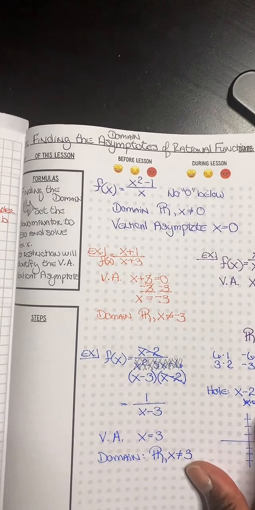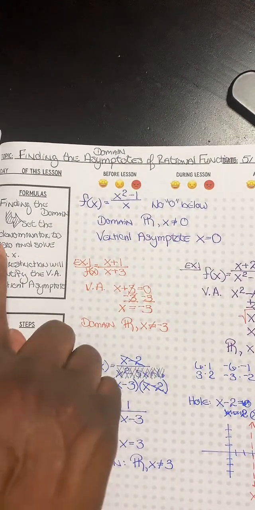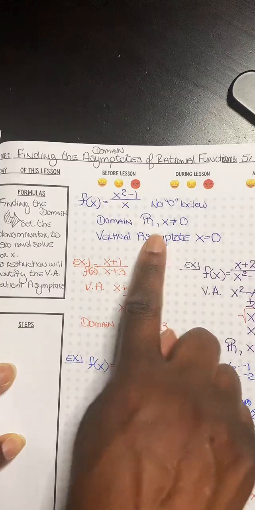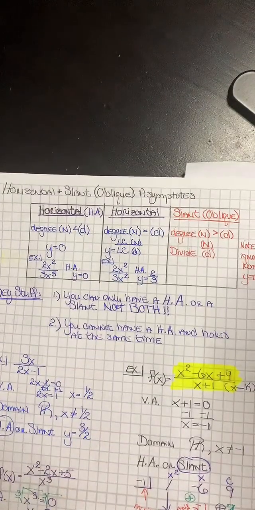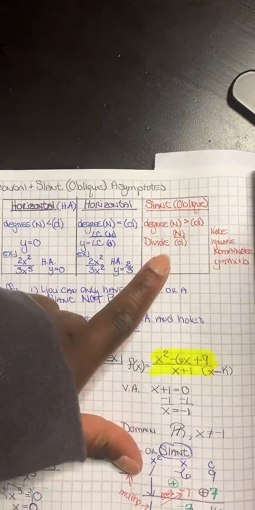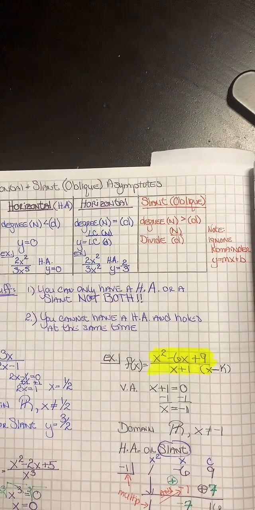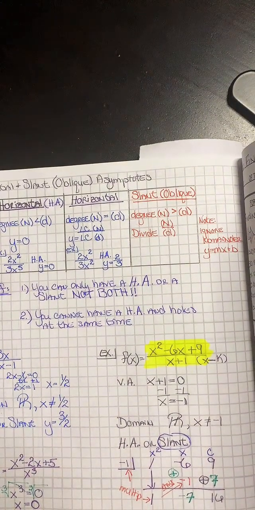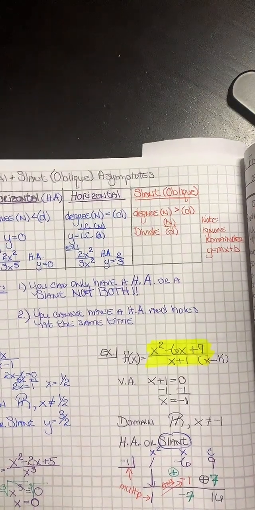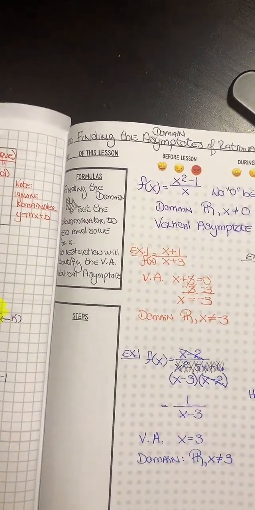Yes, not a problem. So this is basically what we did. We worked on domain, so we got the domain and the vertical asymptote. We worked a little bit with the horizontal and the slant asymptotes. There is another step, but we're not going to get to that tonight. I don't want to overwhelm you too much. I want to build you up.